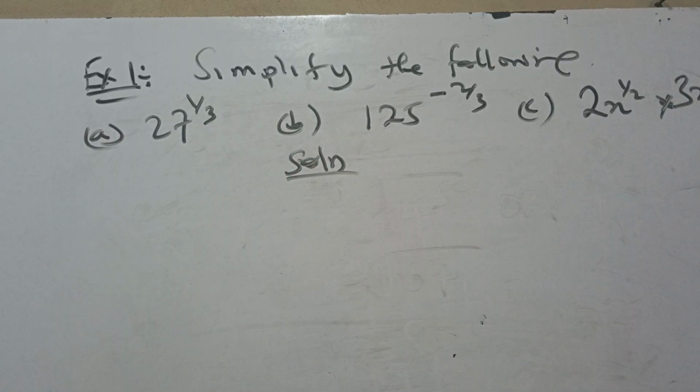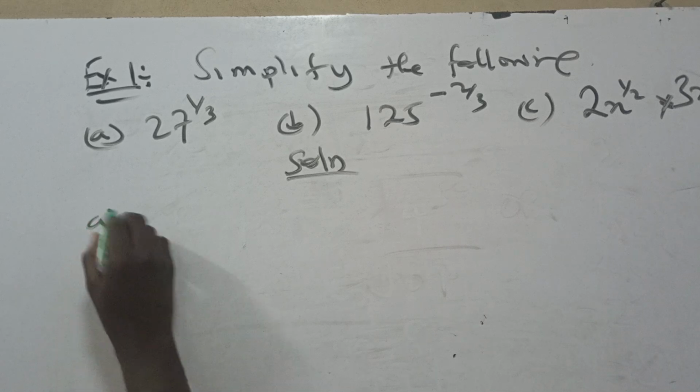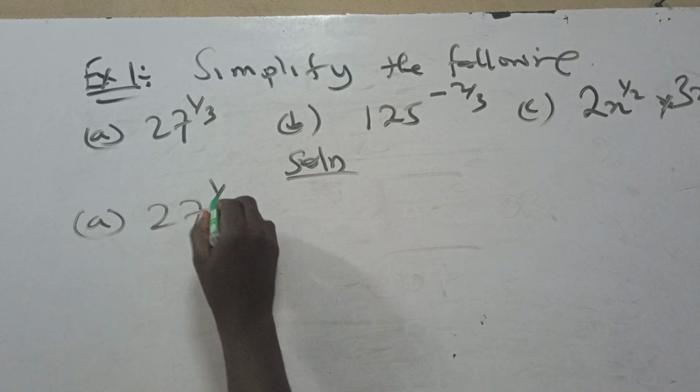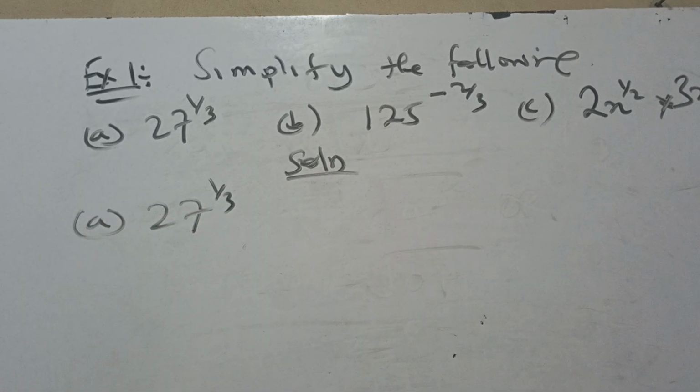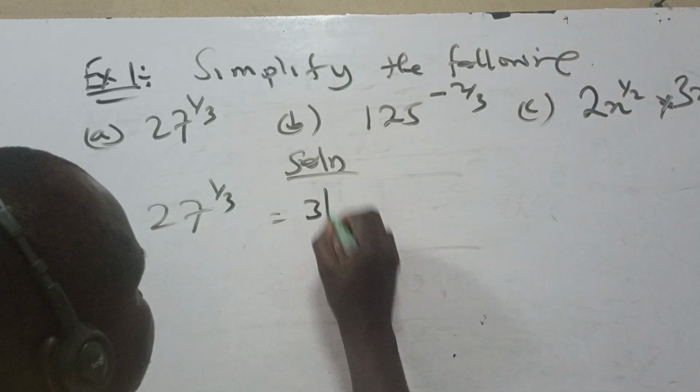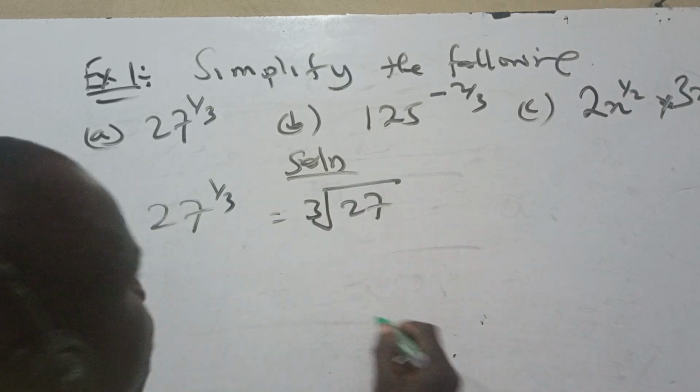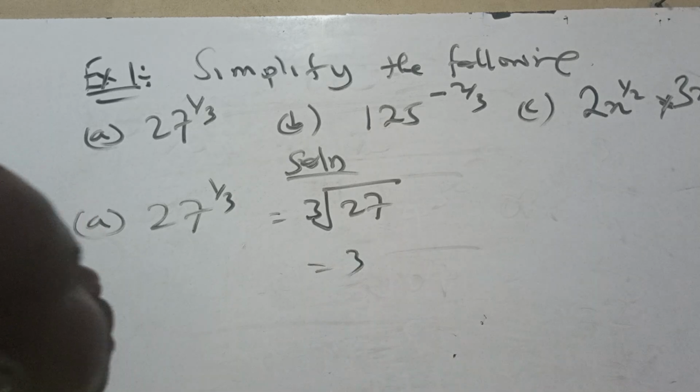Let's solve these 3 questions. The first question says that 27 raised to power 1 over 3. That is, this is asking us to find the cube root of 27. So the cube root of 27, of course, will be 3.